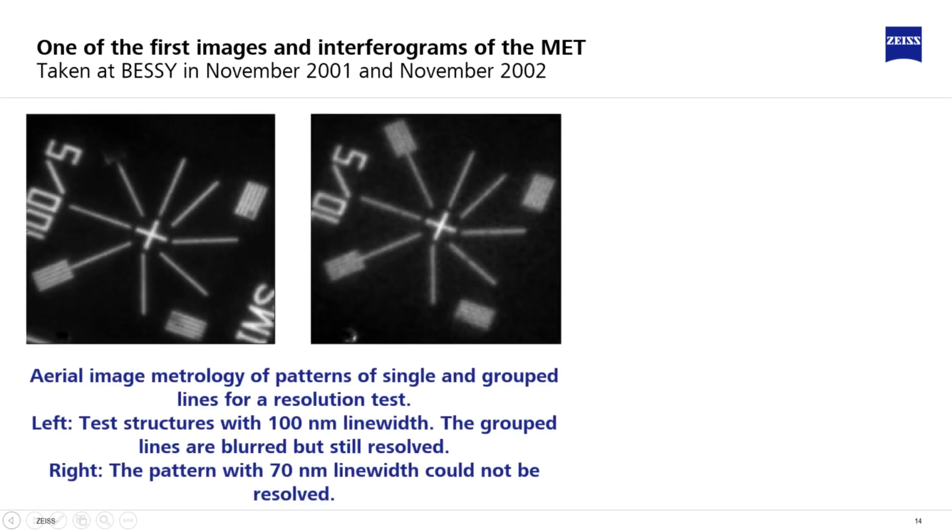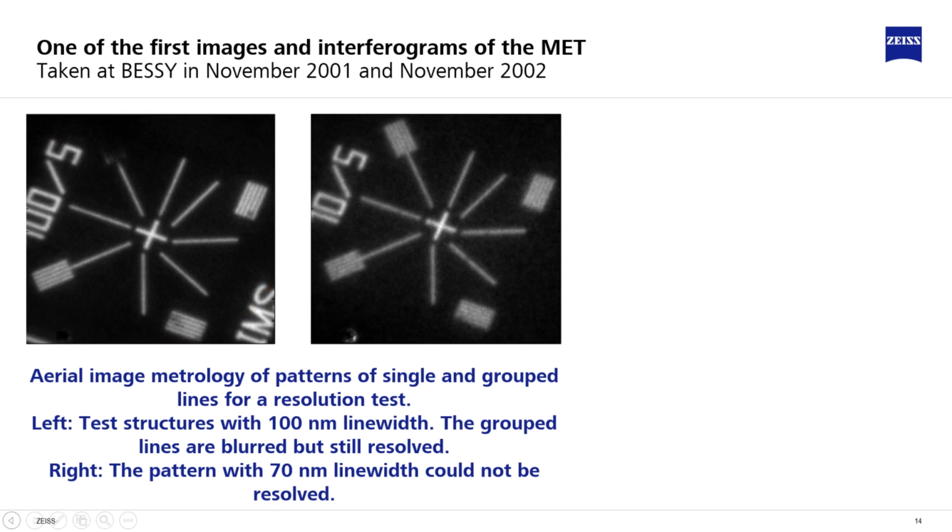Aerial image metrology qualified the final performance of the optical system and was based on the detection of 3-dimensional intensity distributions of imaged mask patterns. One of the first images printed with the MET at EUV wavelength was taken at BESSY in November 2001 and is depicted here. The photographs show structures consisting of single lines and grouped lines, arranged in different orientations. Going through focus, astigmatism, coma, and spherical aberration could be determined.